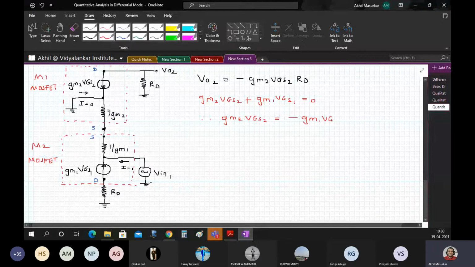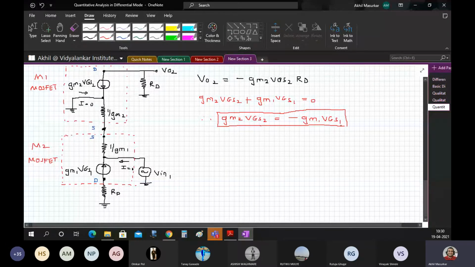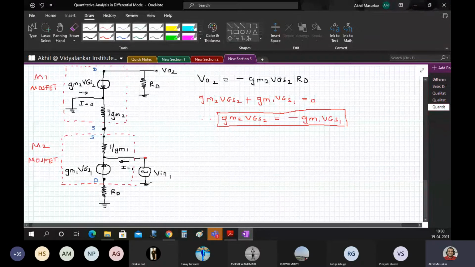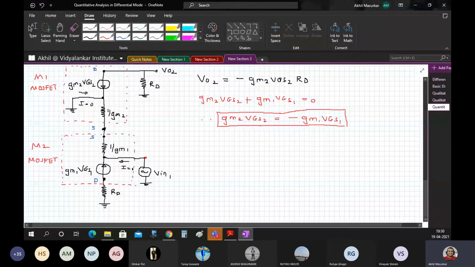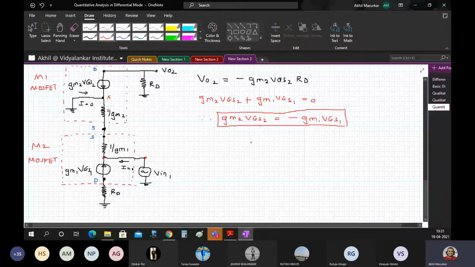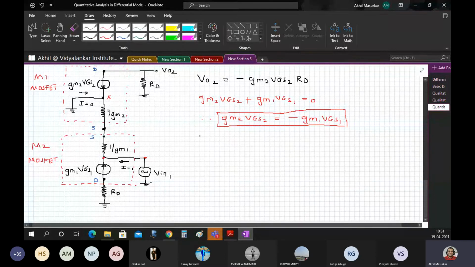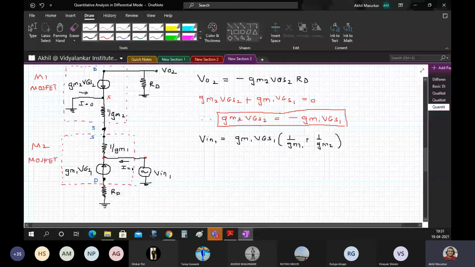So with keeping this in mind, now you can see that V in is connected between this point and ground, and 1 by GM1 and 1 by GM2 are also connected between the same point and ground. So this node X here is connected to ground. And that is why we can say now that if you want to write it in terms of GM1 VGS1, then we can write V in 1 is equal to GM1 VGS1 into 1 by GM1 plus 1 by GM2, and GM1 VGS1 is nothing but minus of GM2 VGS2. So we can write therefore V in 1 is equal to minus of GM2 VGS2 into 1 by GM1 plus 1 by GM2.